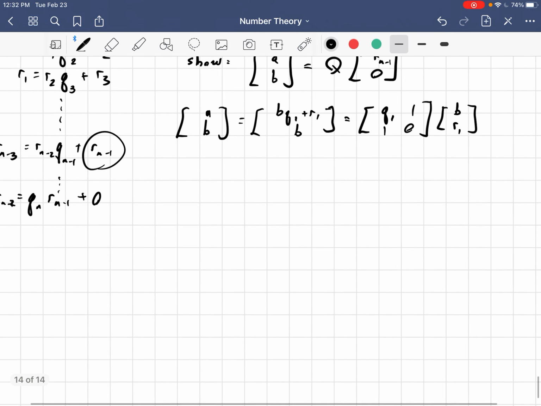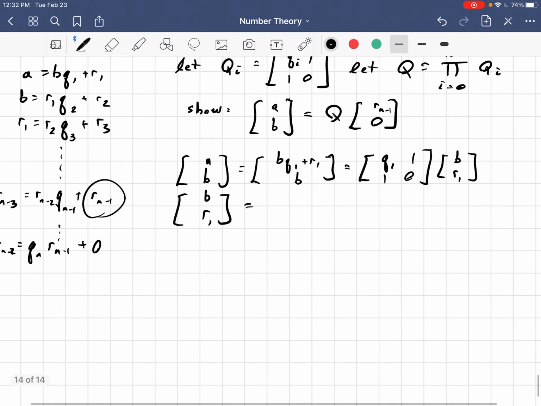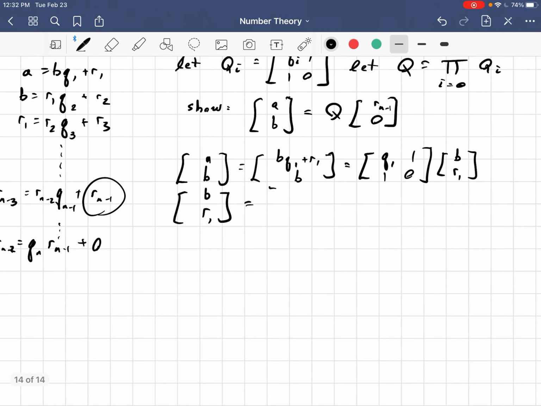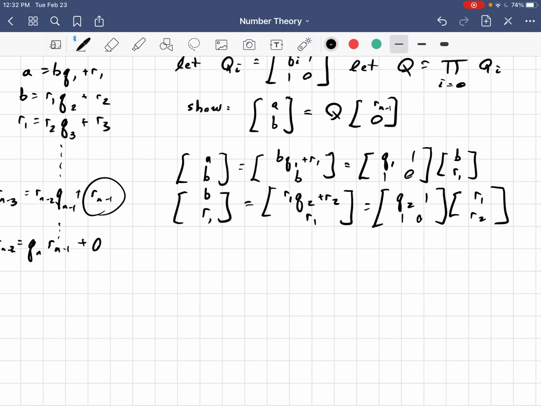Now it gets recursive. If I then look at the matrix B, R sub 1, well, B from the Euclidean algorithm is R sub 1 Q sub 2 plus R sub 2, and R sub 1 will keep the same, which is nothing but Q sub 2, 1, 1, 0, times R sub 1, R sub 2.